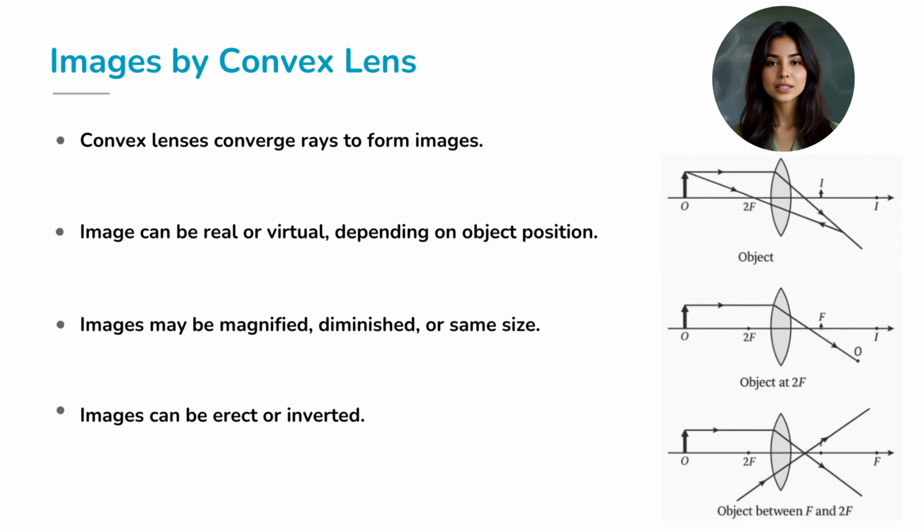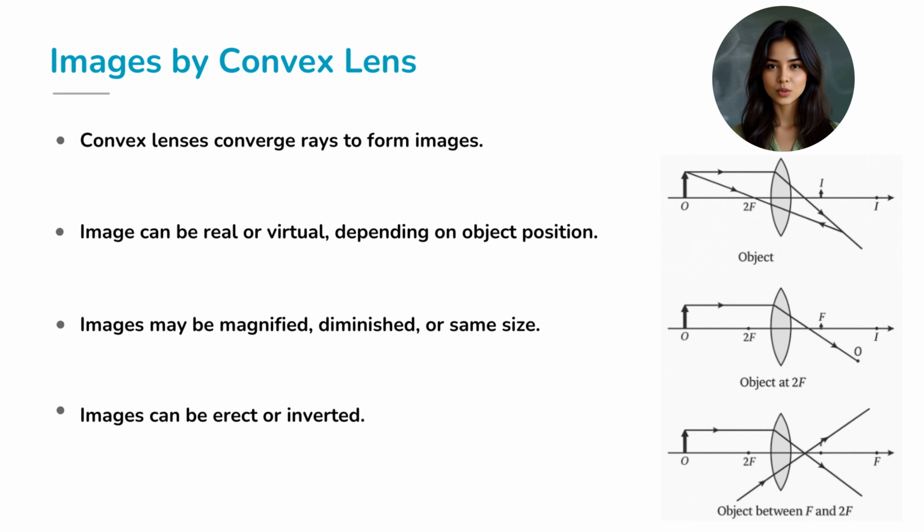Alright, champs, let's play with the magic of convex lenses. Imagine light rays as a group of friends walking into a party. A convex lens is like the friendly host who brings everyone together in the middle. Yes, it converges rays to form images.